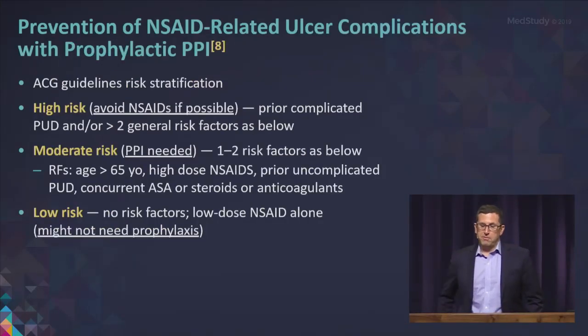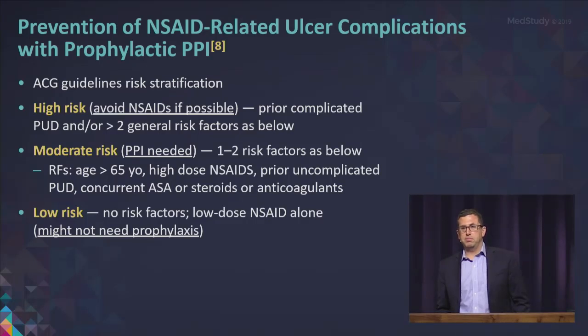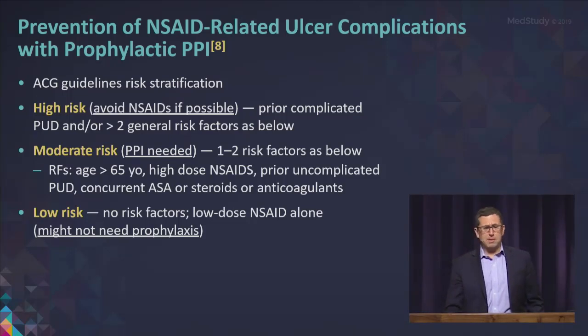Okay. Prevention of NSAID-related ulcer complications with prophylactic PPI. This was an important paper that came out in the American Journal of Gastroenterology a few years ago. A lot of people have patients on NSAIDs in their clinics, so you need to understand when you need to put a patient on a prophylactic PPI.